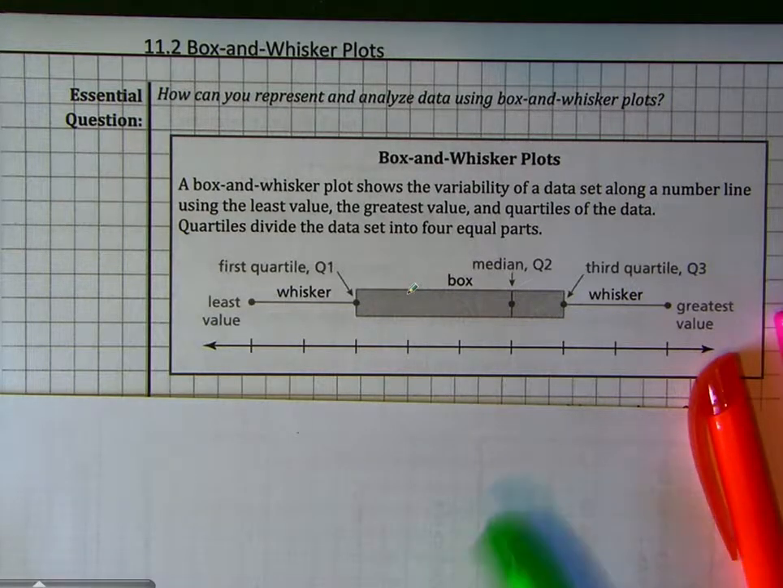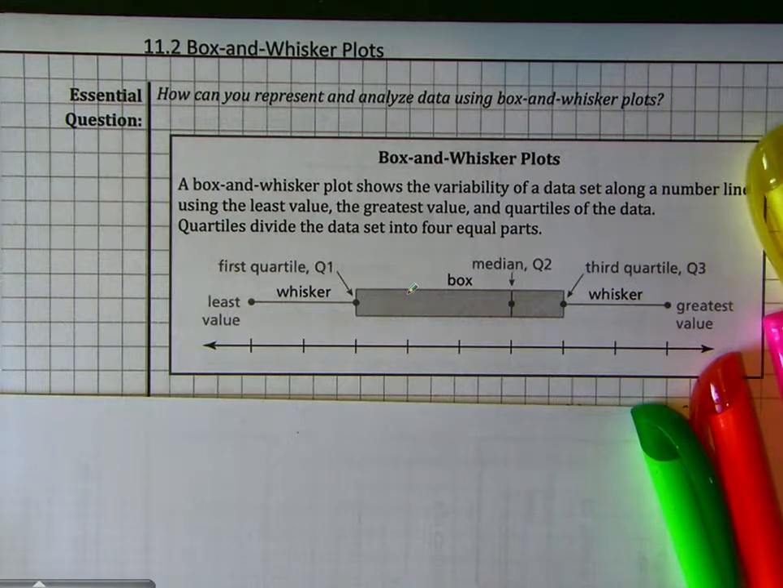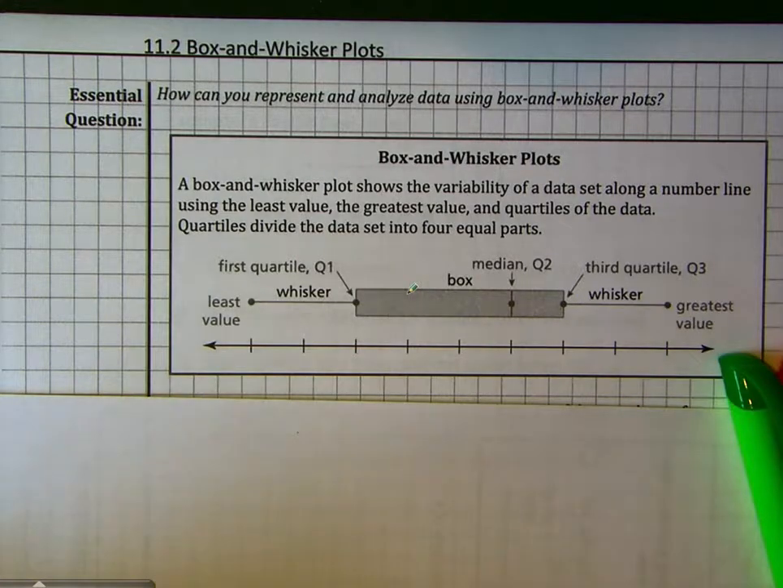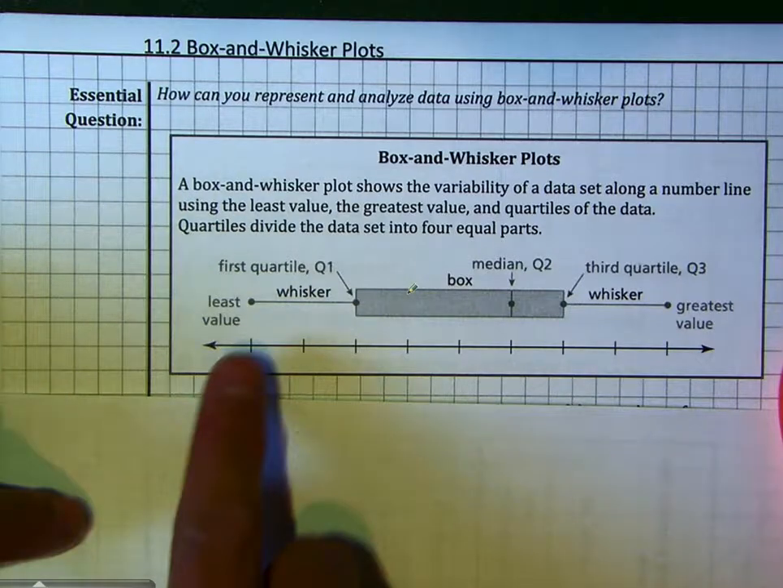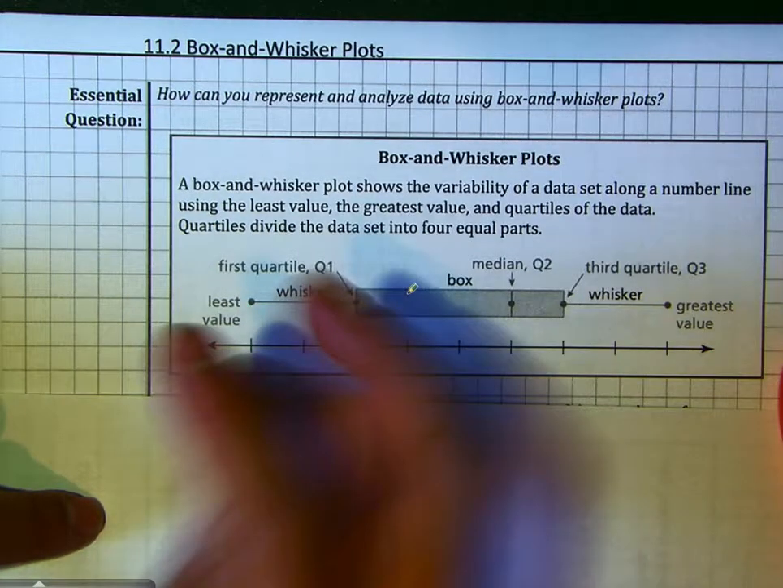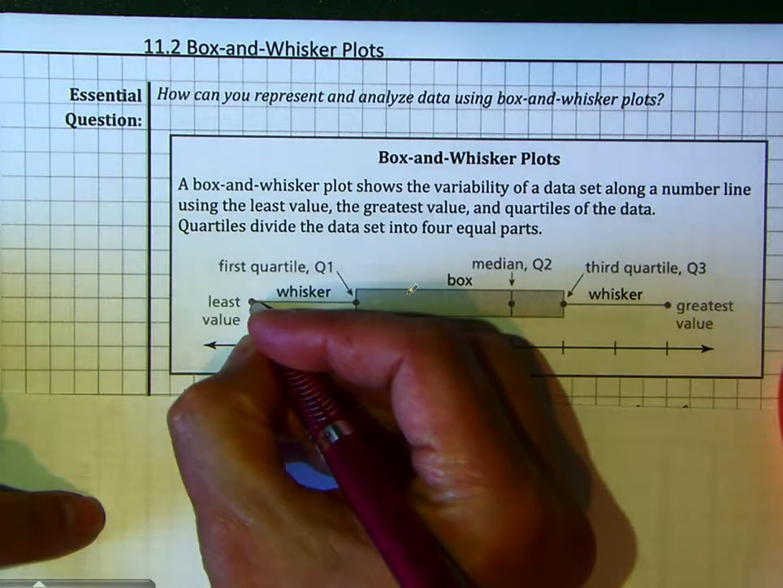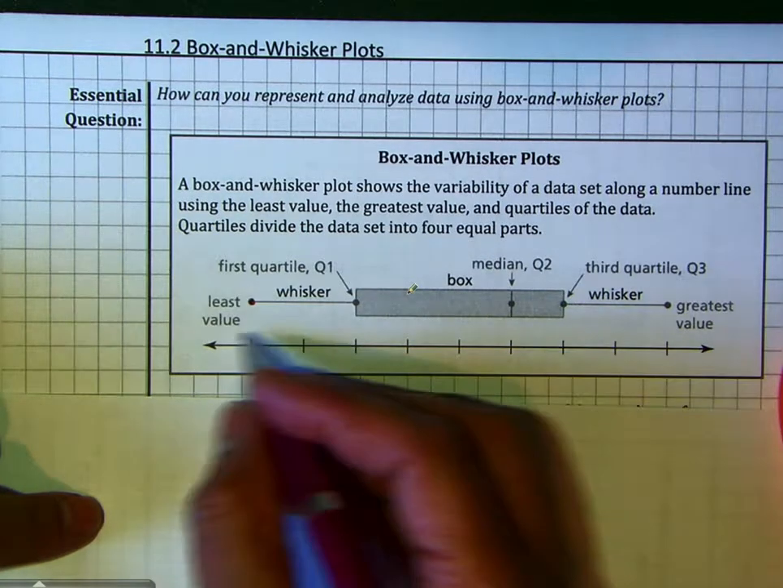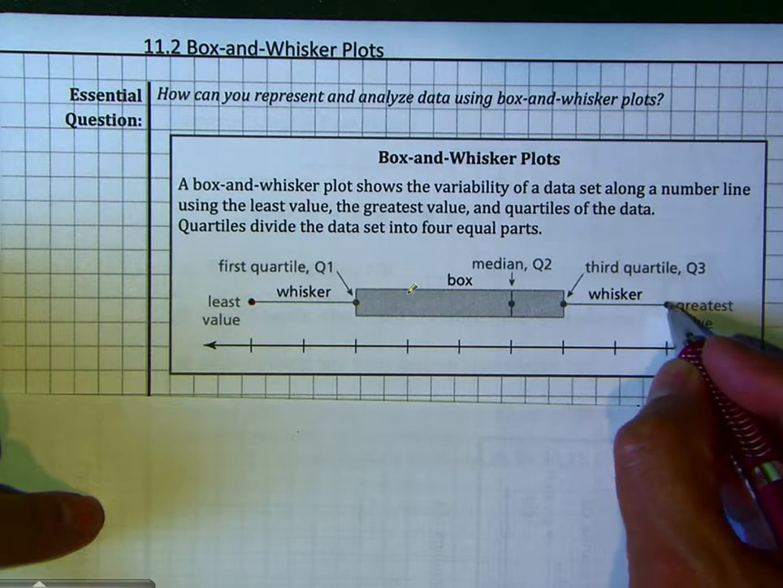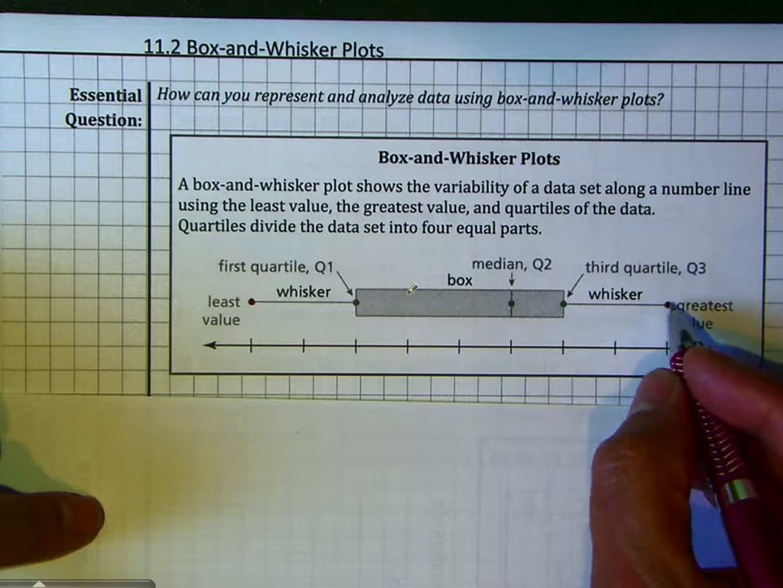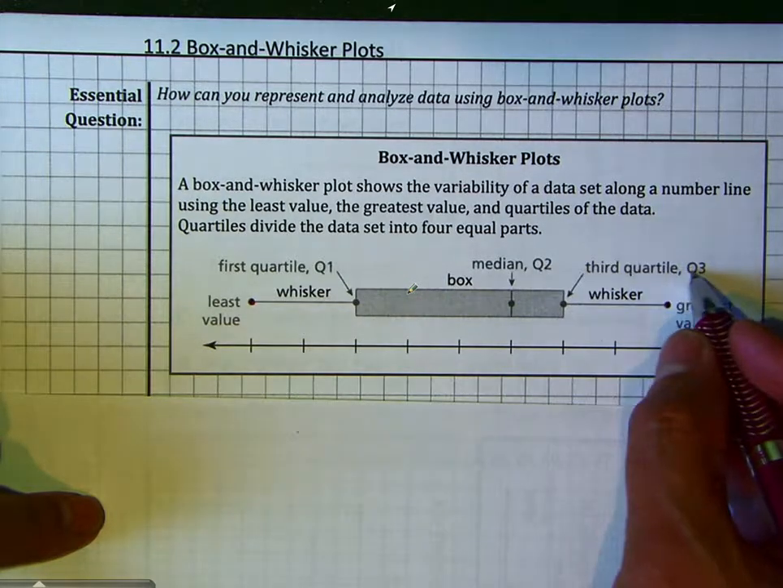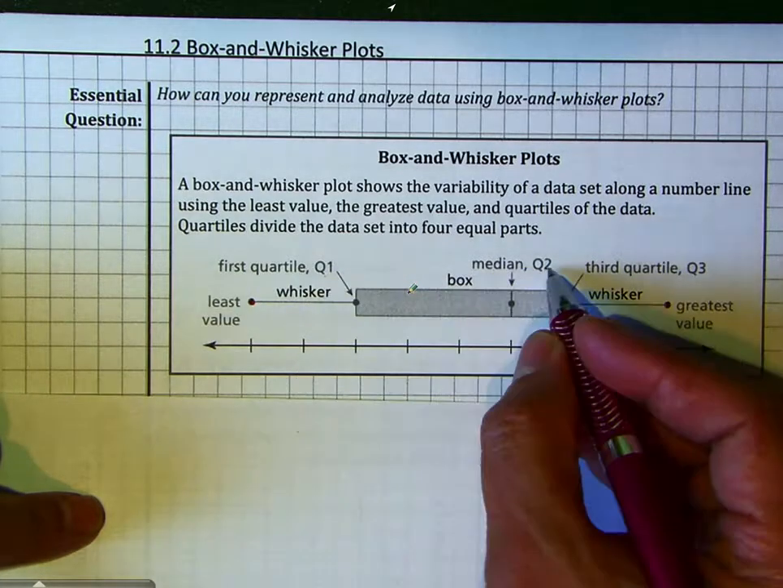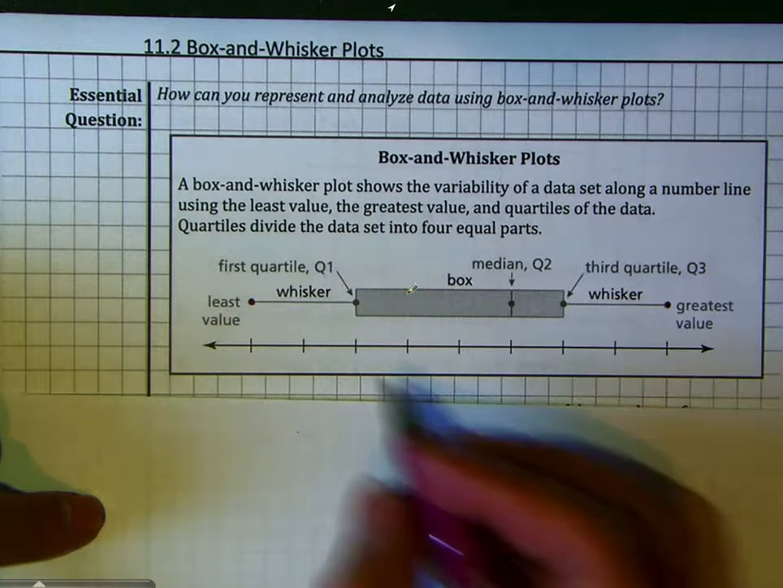And if you have different highlighters, it will be even better. If you just have 2, or even if you just have 1, it's fine. So we have 4 equal parts. First, the least value is here on the lower side. That'll be your minimum value. Your greatest value, it's over here. And then we have what we call our first quartile, second quartile, and third quartile. Q1, Q2, and Q3.